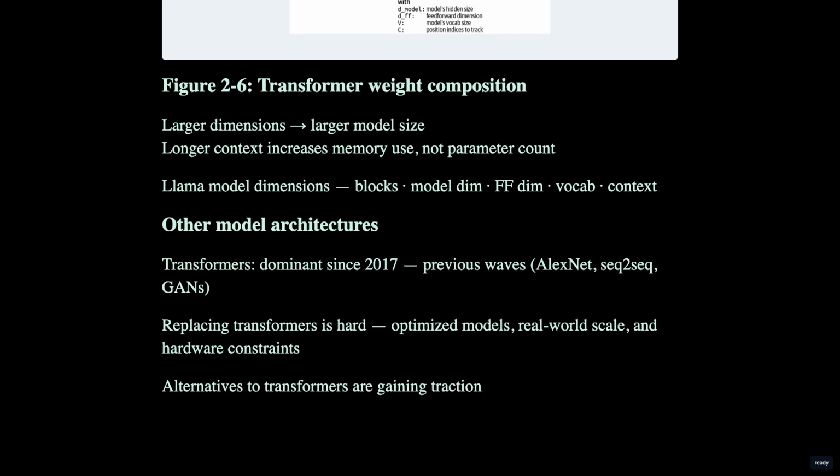Transformers dominate today, but several alternative architectures are starting to gain real attention. Models like state space models, MLP mixers, and efficient attention variants offer different trade-offs in compute, memory, and inductive bias, so they could change how we design models going forward.